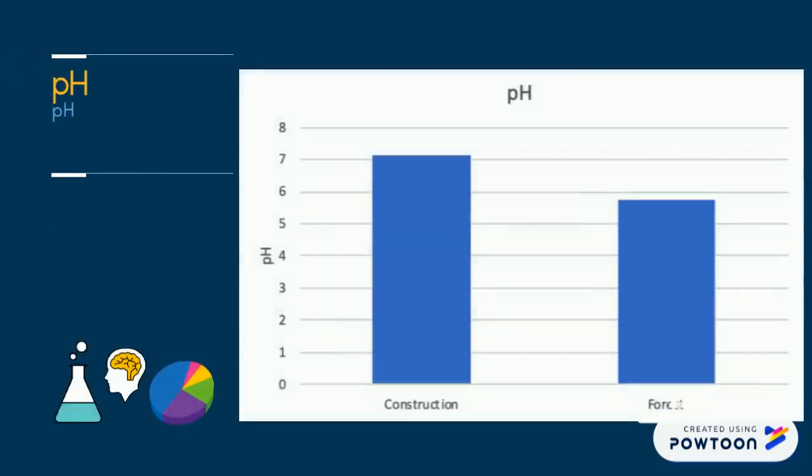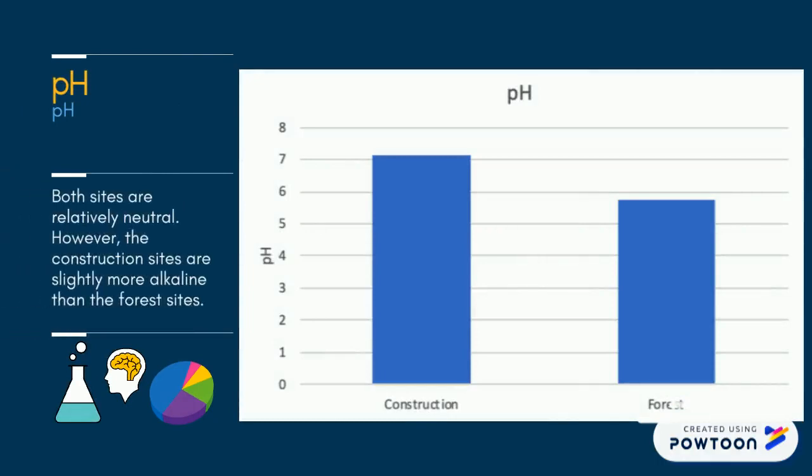Fourth, we looked at pH. Both the forest and construction sites are relatively neutral. However, the construction sites at a pH of 7.15 are slightly more alkaline than the forest sites, which are at a pH of 5.75.